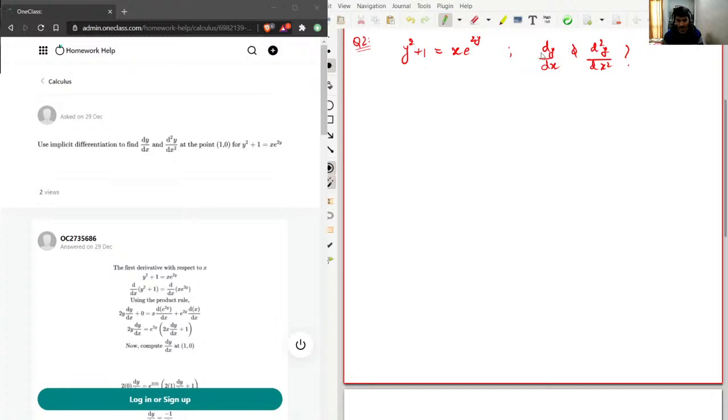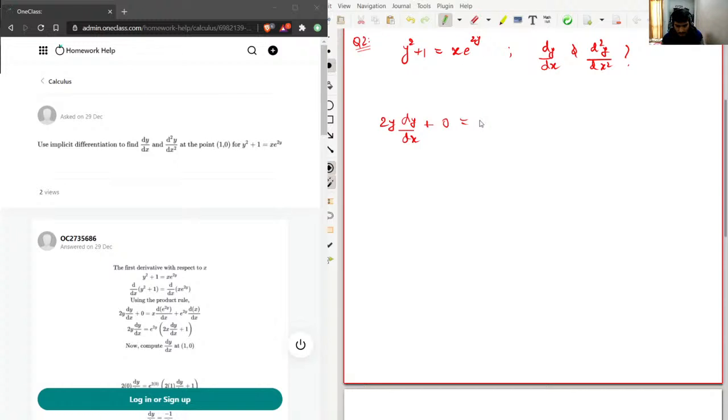So first, for calculating dy by dx, we'll just differentiate this function. This is not a normal kind of differentiation. We are doing differentiation with respect to x on both sides. Here I'll use the power rule, so this will become 2y, and then differentiation of y with respect to x, so it will be dy by dx, plus differentiation of 1 is 0, equal to, now at this step we'll be using the product rule.